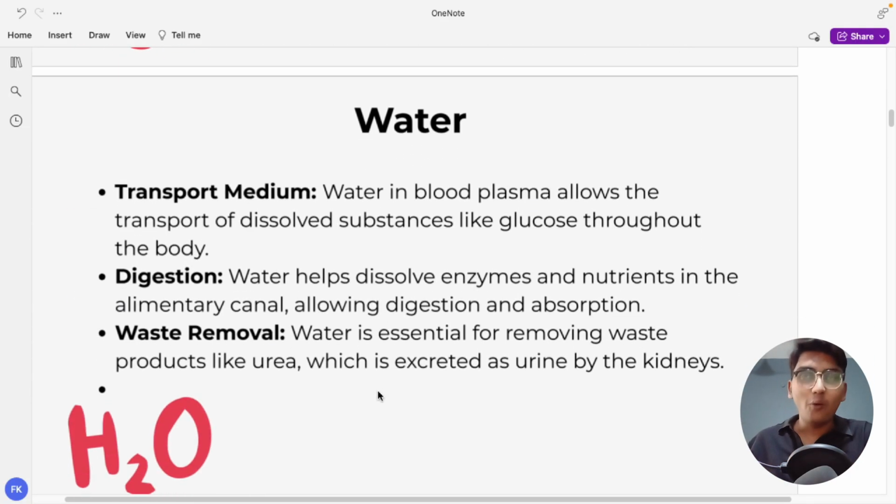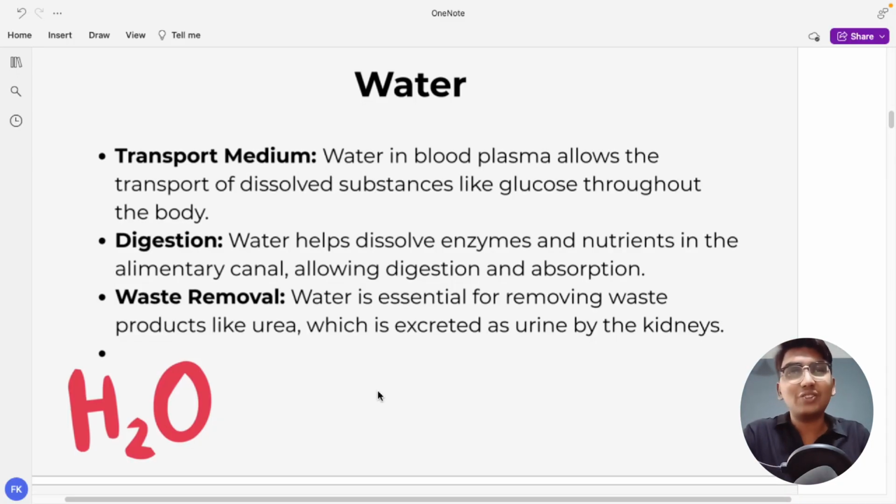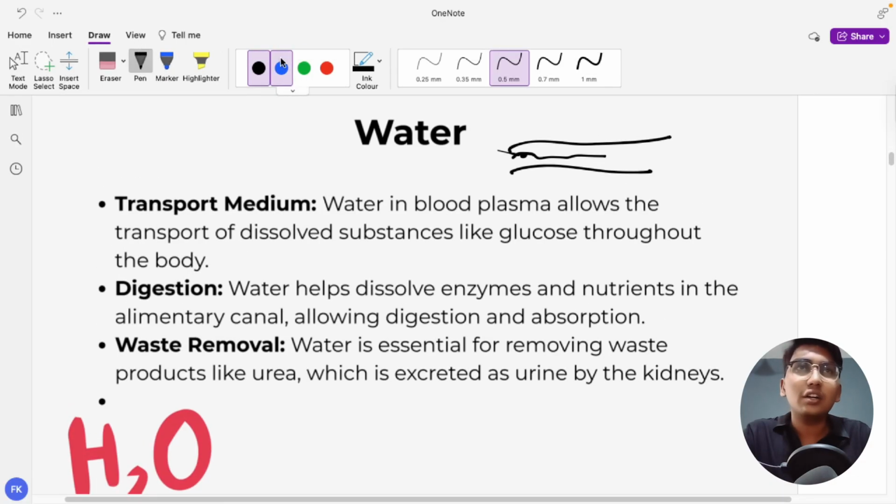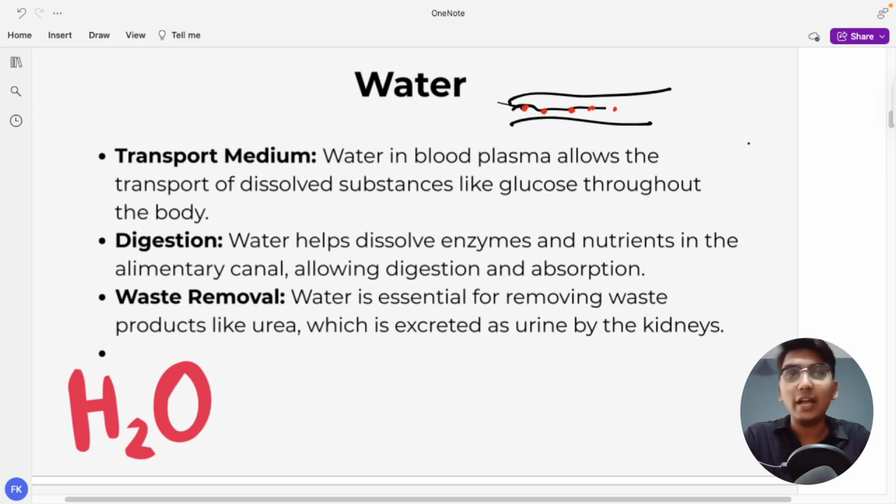Let's look at another point, which is that water acts as a transport medium. For example, inside the blood in the water stream, glucose molecules are dissolved in water and move from one place to another throughout the body. They also help in digestion.